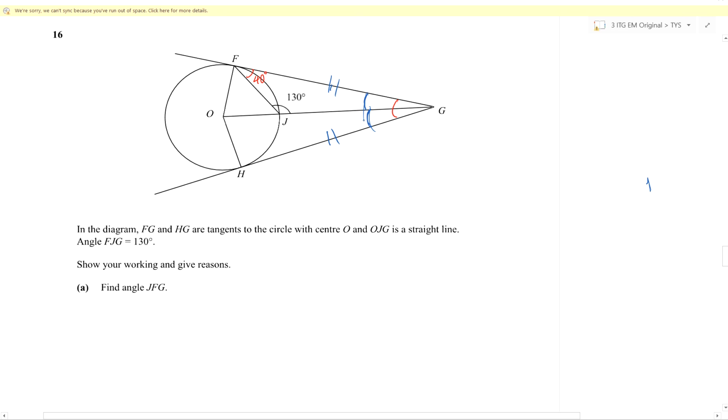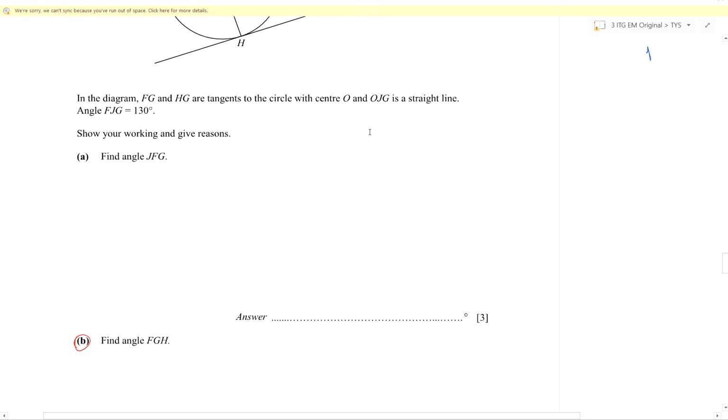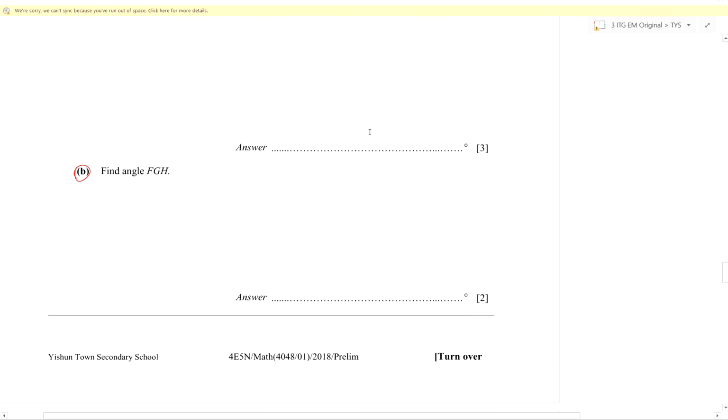Yes, but it wastes time. Just quote it. So this is tangents from external point.